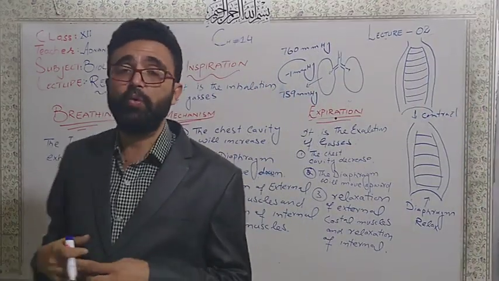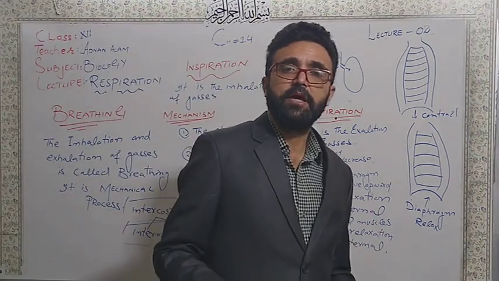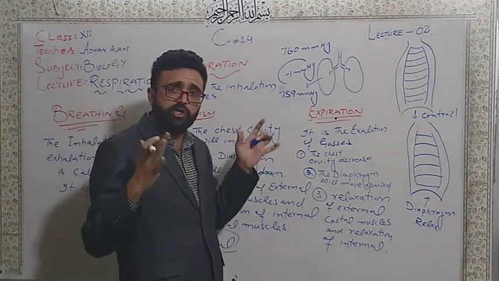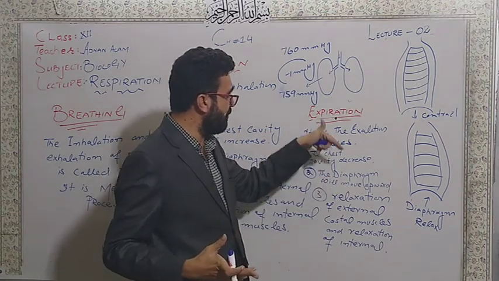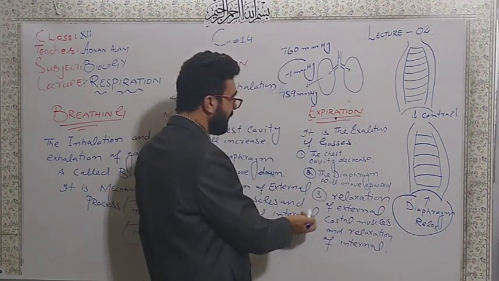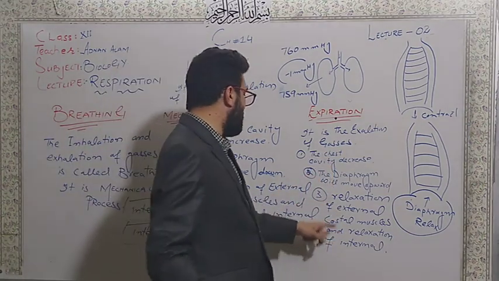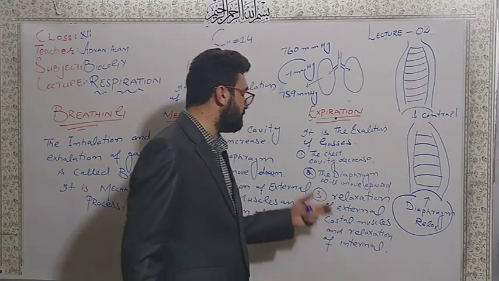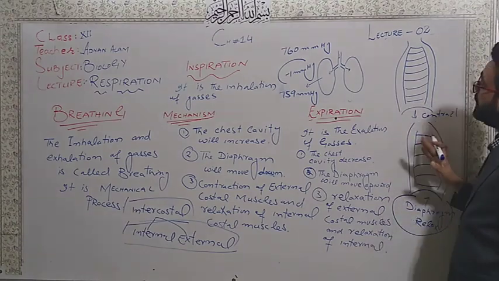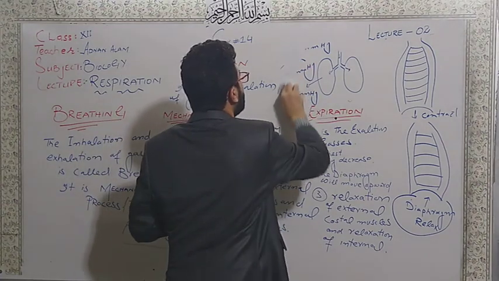While in the other process, expiration, it is the exhalation of gases. Exhalation of gases means we are expelling the gas outside the body. Now, the opposite thing will happen. The chest cavity will decrease. Why will it decrease? The diaphragm will move upward now. It will come to the relaxed position. And now the external costal muscles will relax and the internal costal muscles will contract, and it will cause a decrease in the chest cavity.